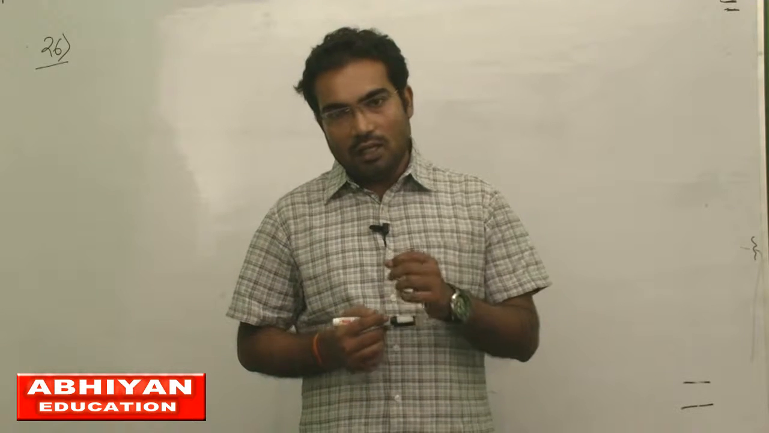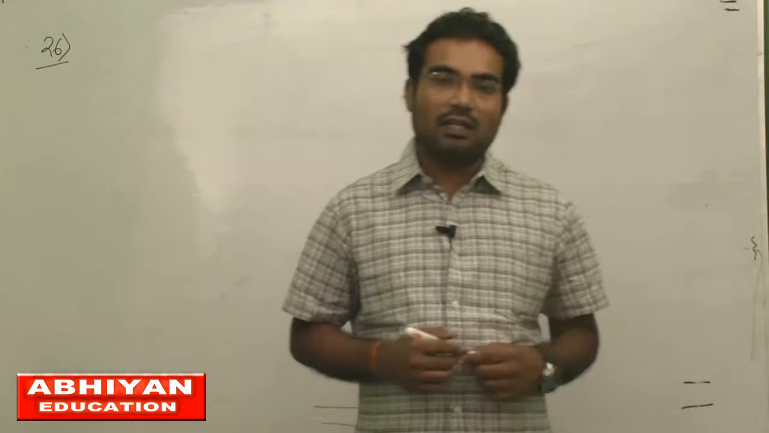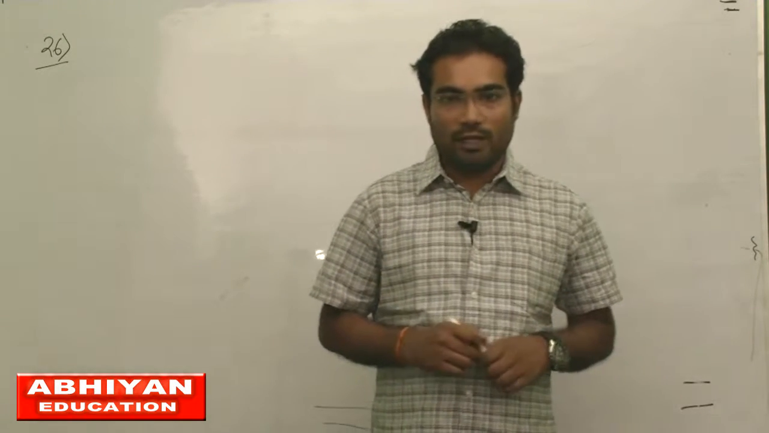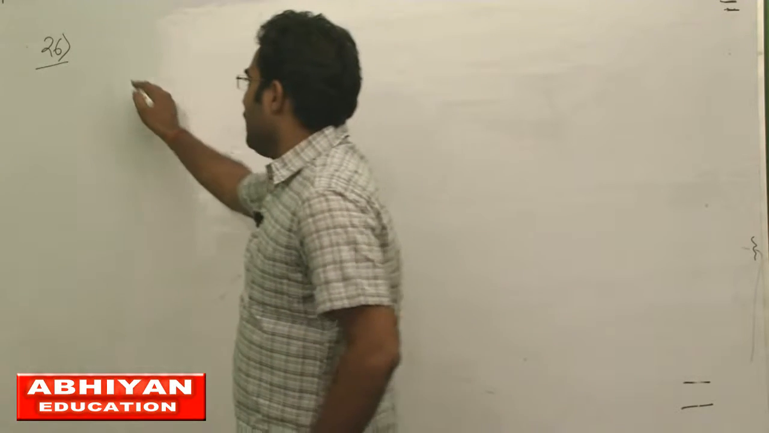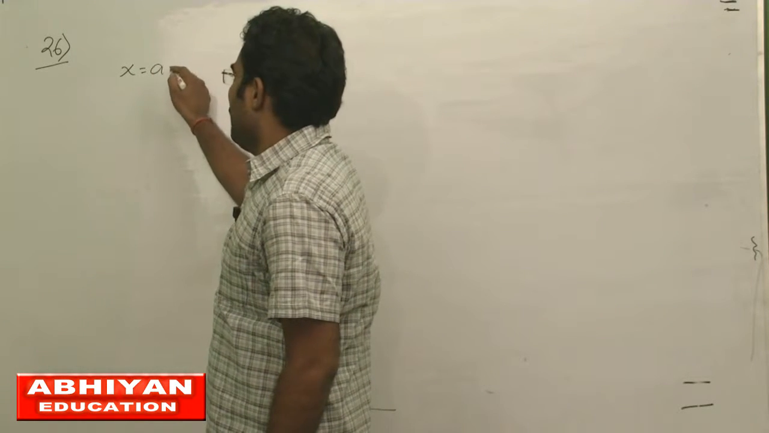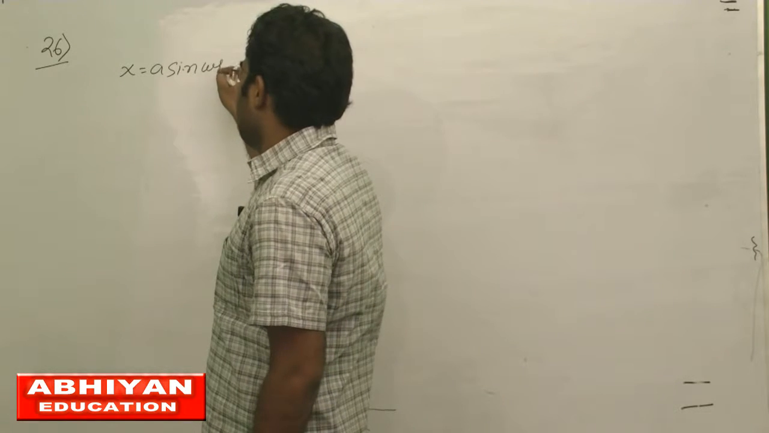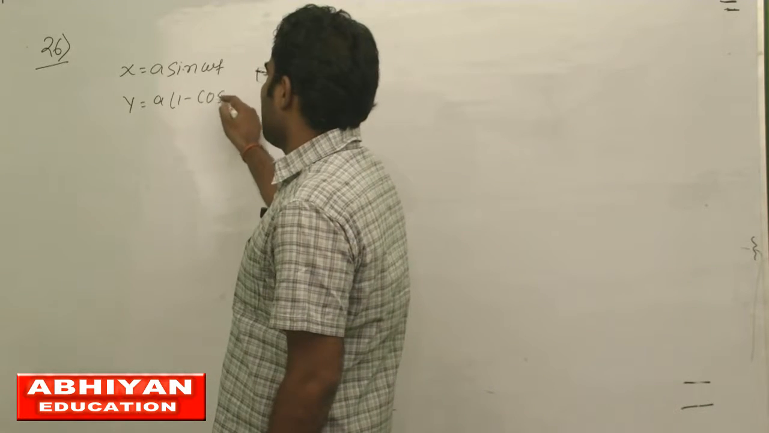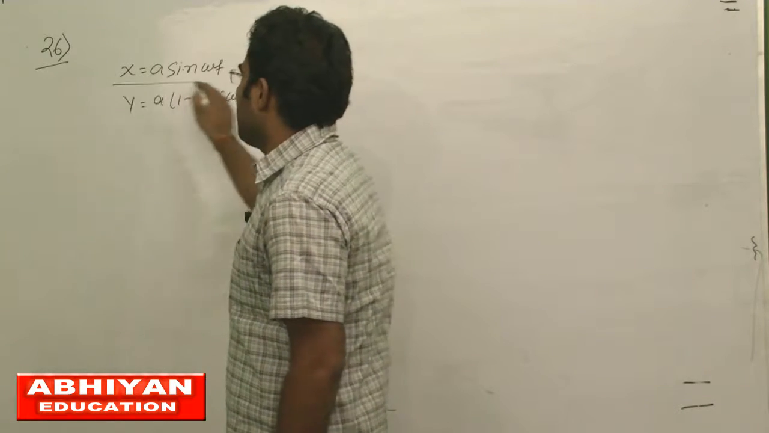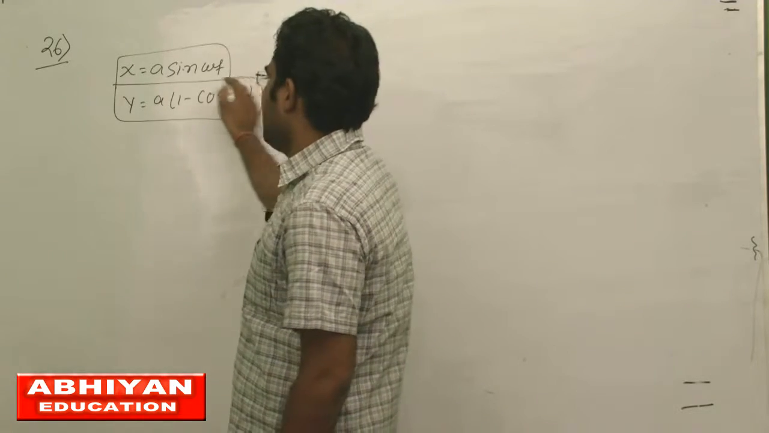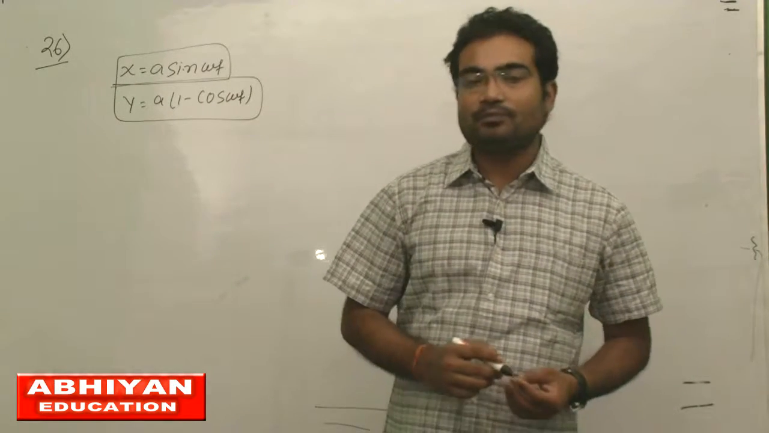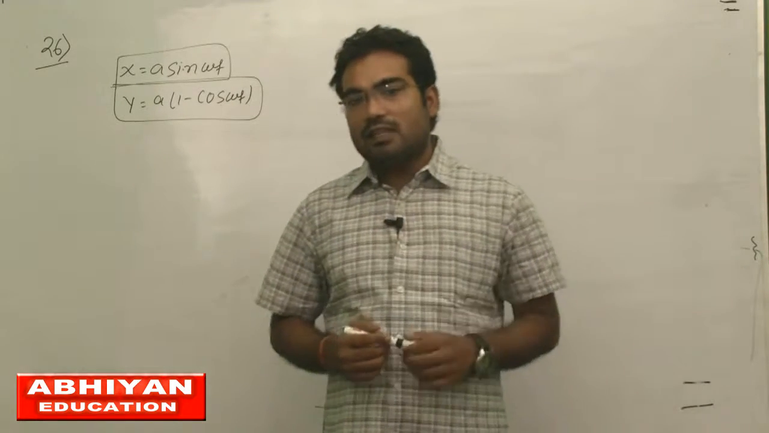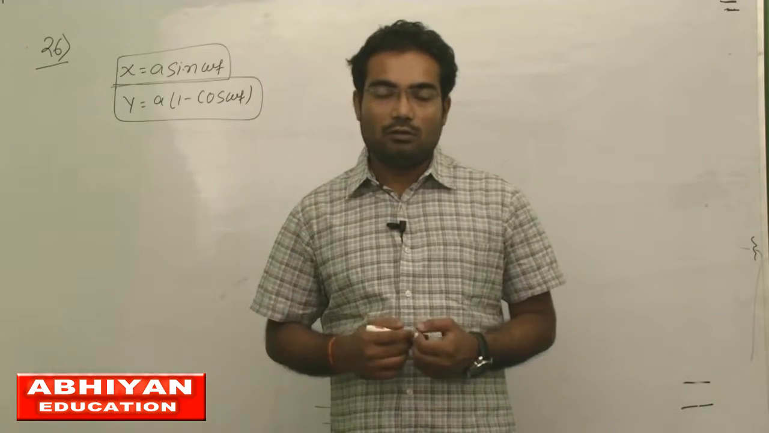In this problem, the author wants to say that a particle moves in the xy plane, such that the x component of displacement and the y component of displacement are given by x equals a sin omega t and y equals a into 1 minus cos omega t. This is the x component of displacement and this is the y component of displacement. We have to find the distance covered by the particle in time tau.